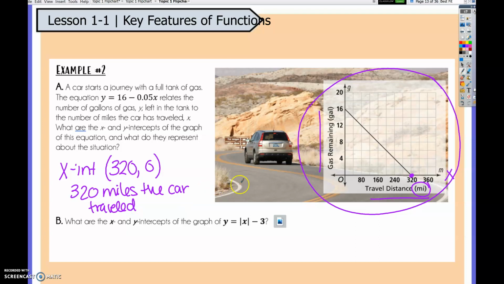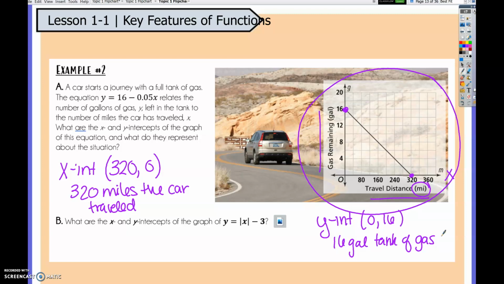Now, for a y-intercept, we see it's 16. This coordinate, I'll write down here, would be represented as (0, 16). What does that tell us? The most amount of gas that car had in its tank was 16, so a 16-gallon tank of gas. Odds are good we can travel that 320 miles then on 16 gallons of gas.